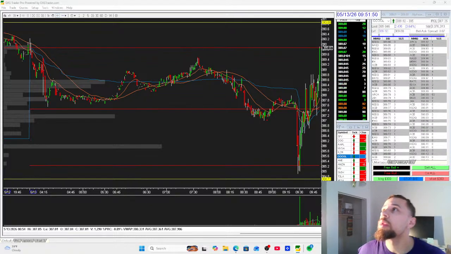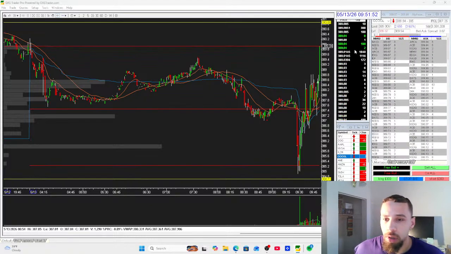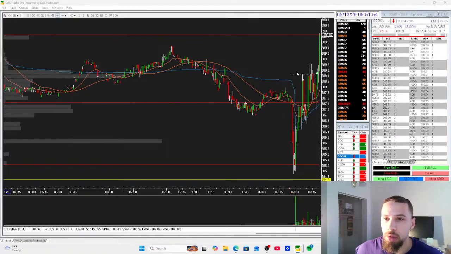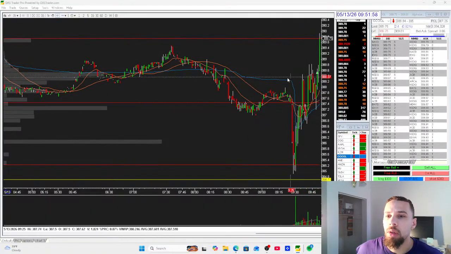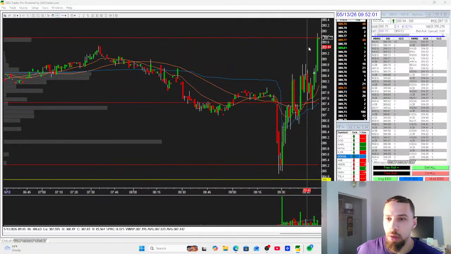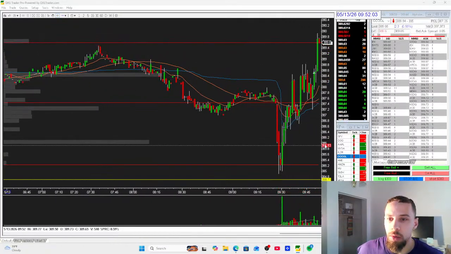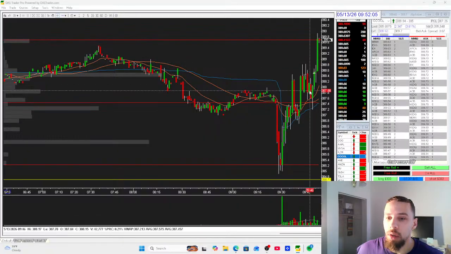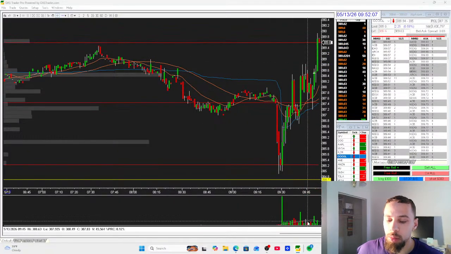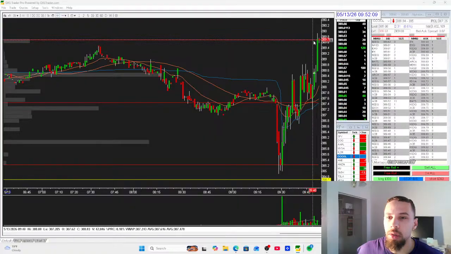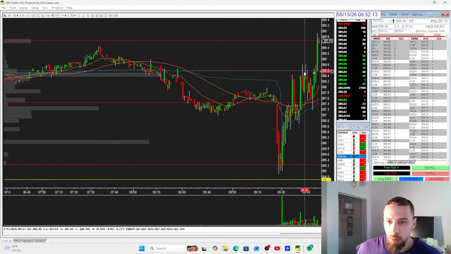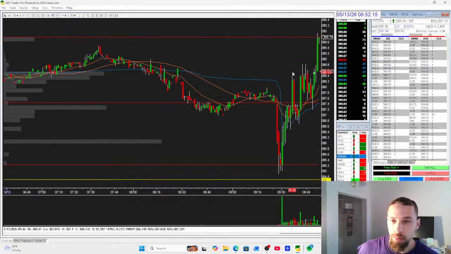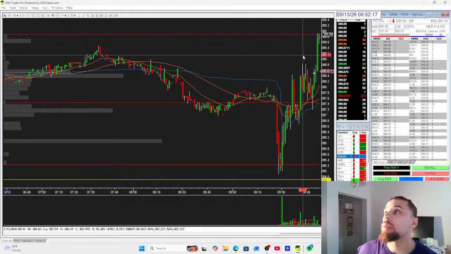$390 coming up here. Order book's not too bullish though, that's the downside. It's a good 1-minute candle for us. Kind of extended here, but nice big green candle, some decent volume. Let's see if it can't squeeze a little higher. Put our stop at break even. See if it can push to 390.